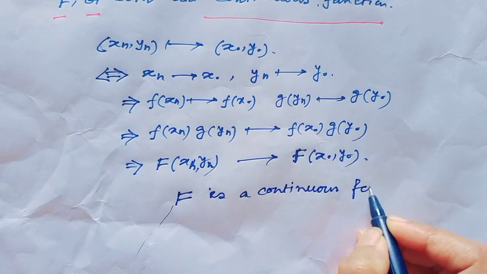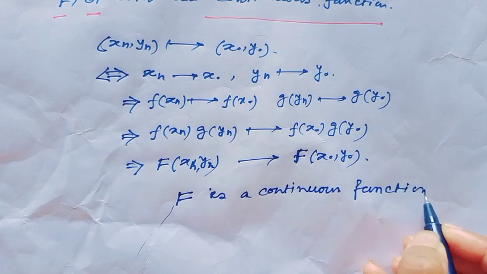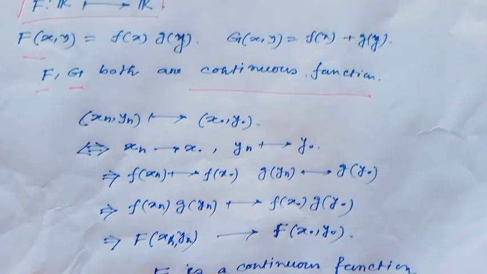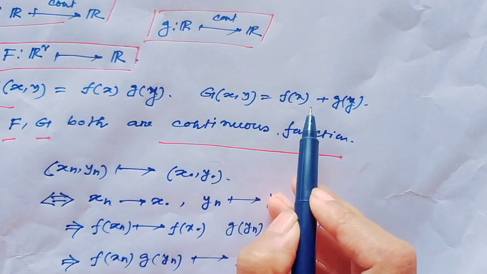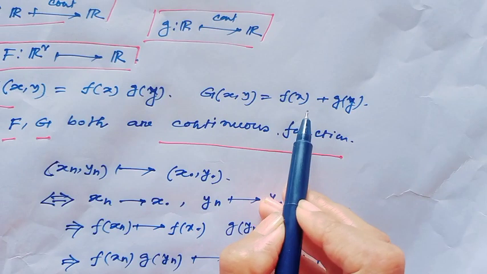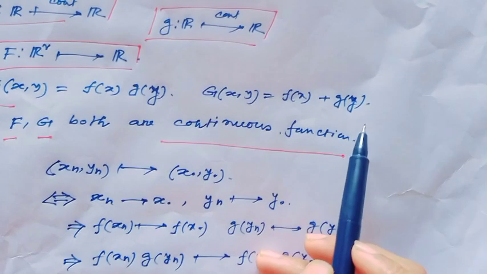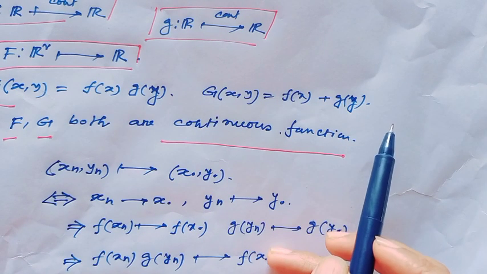That means our given capital F is a continuous function which maps from R² to R. Similarly, we can verify G is continuous. Please try to prove this question by sequences.